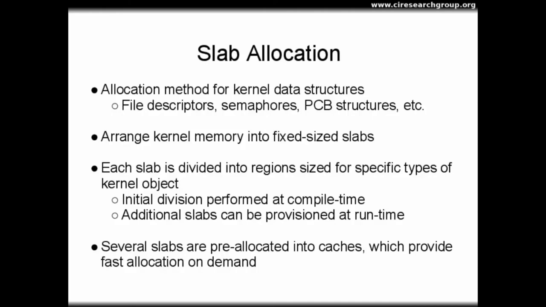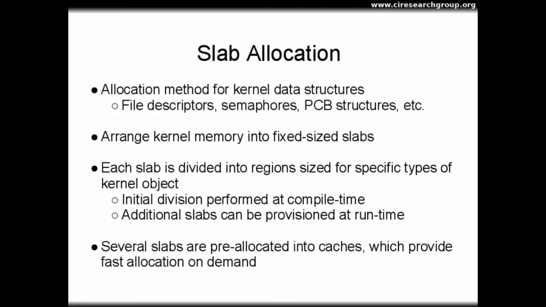This conservative approach is needed since the kernel is always mapped into main memory. An efficient solution for allocating kernel memory is to use a slab allocation algorithm, in which kernel memory is arranged into fixed-size slabs. Each slab is divided into regions sized for specific types of kernel objects, including file descriptors, semaphores, process control structures, and other internal data structures.